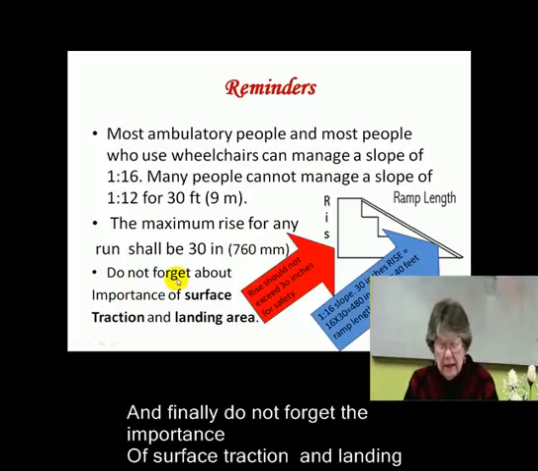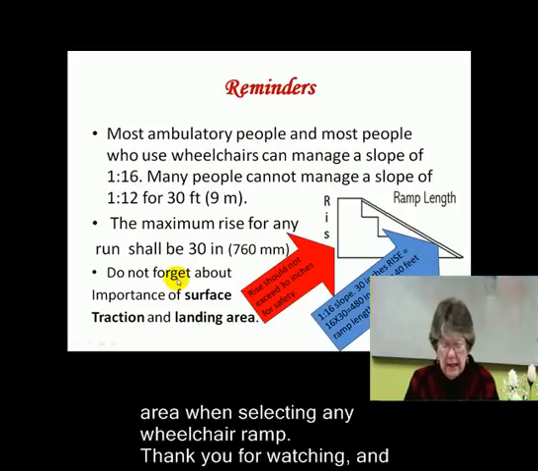And finally, do not forget the importance of surface traction and landing area when selecting any wheelchair ramp.